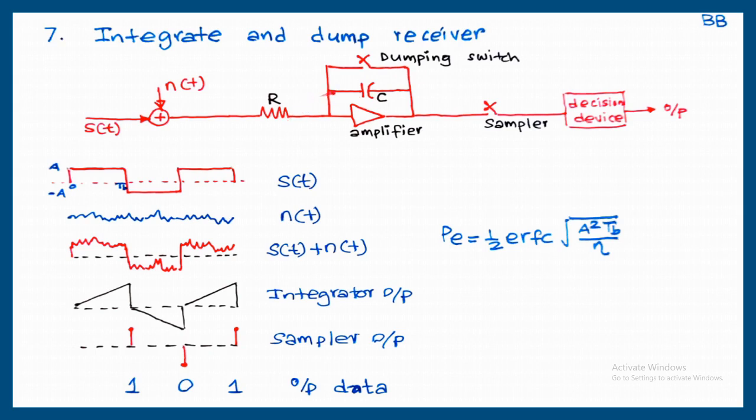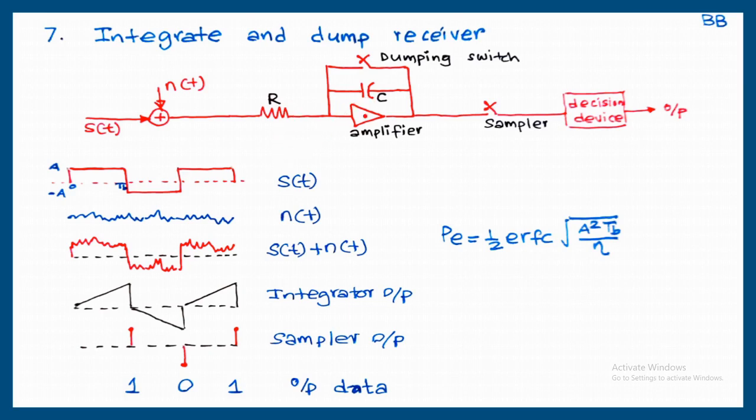The gain of this integrator is 1 by RC, or that also can be written as 1 by tau in many textbooks. So 1 by RC is the gain of the amplifier. Like the previous case we have written K. K is the gain of the matched filter. Here 1 upon RC is the gain of this filter.